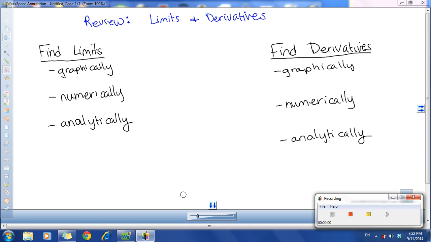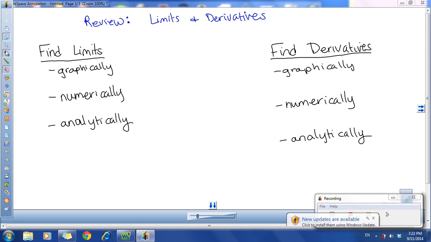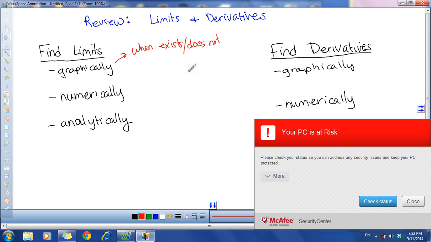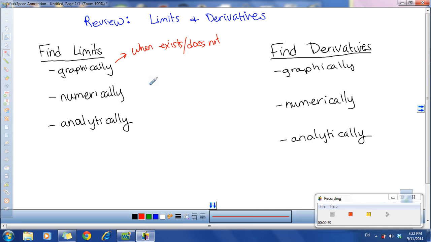Good evening and welcome to review of AB Calculus, Limits and Derivatives. So far, up until this point, we have learned how to find limits and we have learned how to find derivatives. And you need to be able to know how to find limits graphically, numerically, and analytically. What do I mean by graphically? Well, you should be able to recognize when a limit exists or does not exist graphically. And I've shown you guys that before.